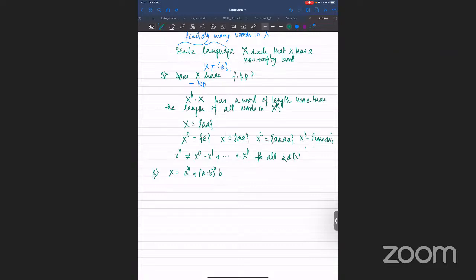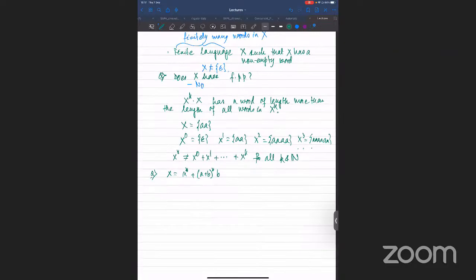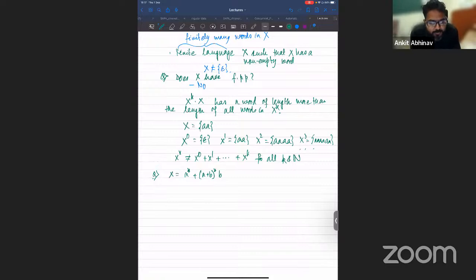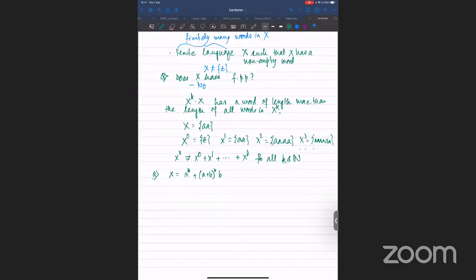What is the order of this? So is the question clear? Yes, sir. Order? I have to write x star, I have to express x star in terms of x0, x1, and xk for some k element of n.